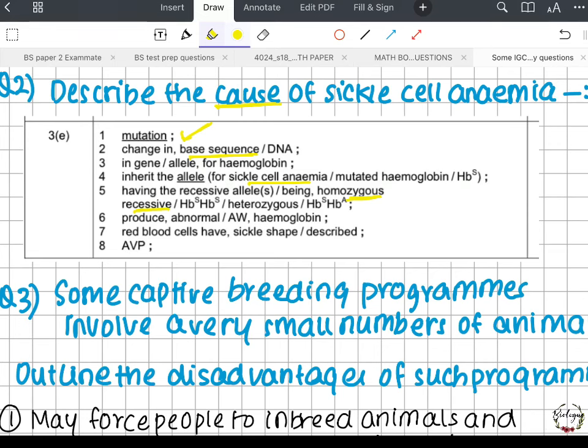And this sickle cell anemia in turn produces abnormal hemoglobin, and the red blood cells will have a sickle shape, reducing the oxygen carrying capacity. Okay, so how would you frame an answer like this?